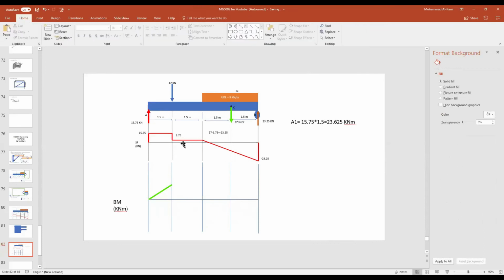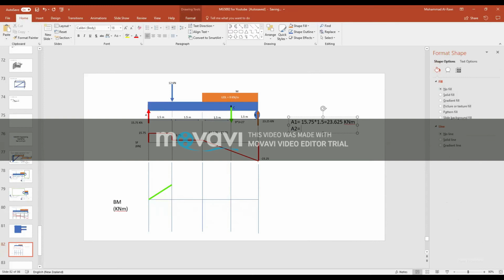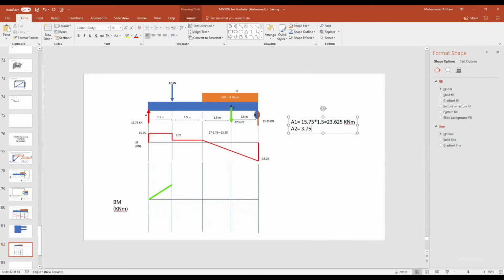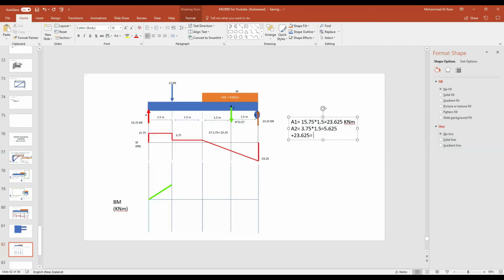All right. Now, I also have another area, which is the tiny one. I will call it area 2. Area 2 is equal to what? 3.75 times the distance, 1.5 meters. So 3.75 is the height, the distance is 1.5, equals, can you find me the answer? It is 5.625. Very well. Now, plus what? The 23.625. The last area will be equal to 29.25 kilonewton meters. Well done.